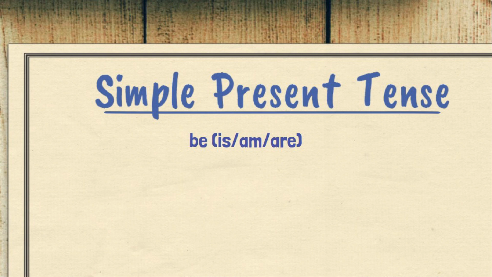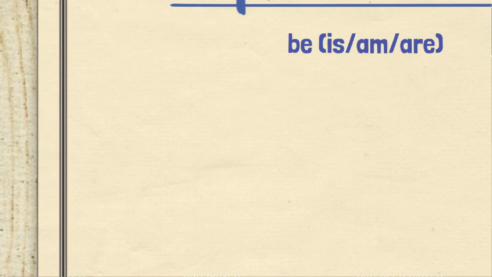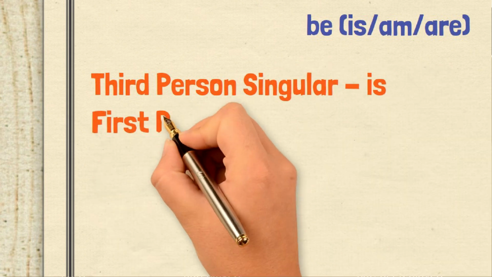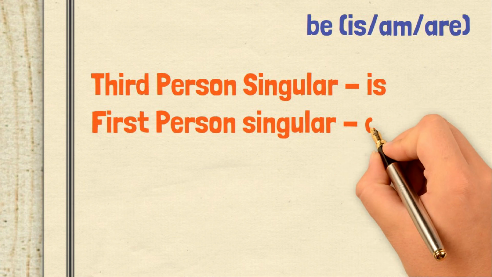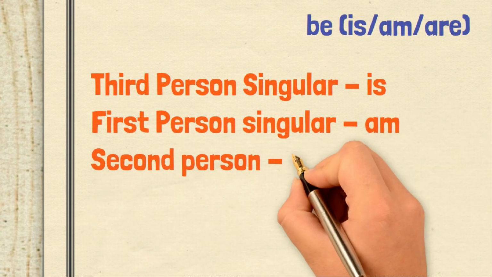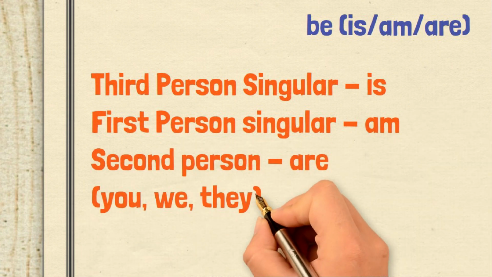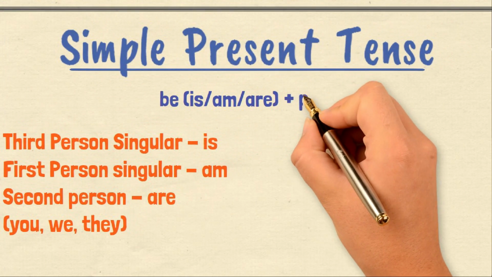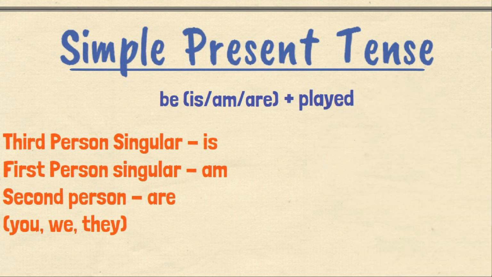The form of the verb be is used according to the subject and tense. So in the present tense, it's is, am, are. So we will use one of these. If the subject is third person singular, we will use is. If the subject is first person singular, then we will use am. And for the rest of the subjects, we use are because they are plural, like you, we, they. And this verb be is followed by the past participle of the main verb.